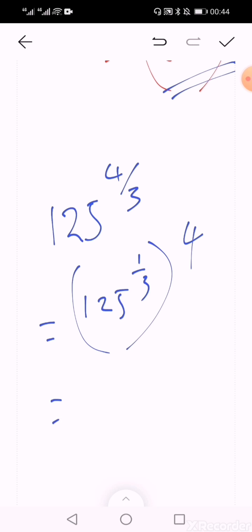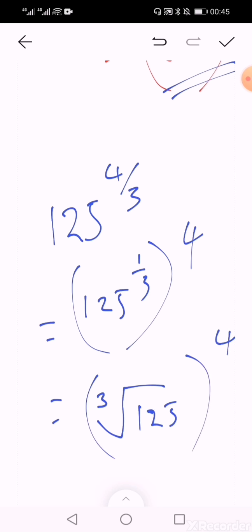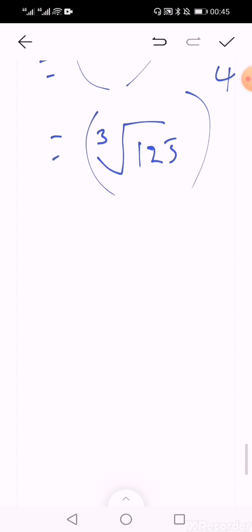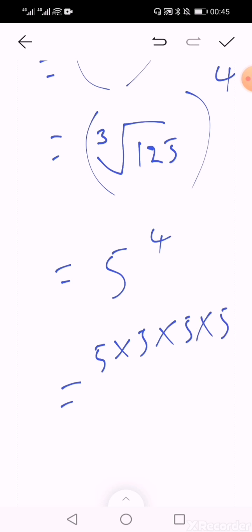So we need to find the cubed root of 125, to the power 4. A number that you multiply by itself 3 times to give 125 is 5, to the power 4. And then we can work out this one. 5 to the power 4 is 5 times 5 times 5 times 5. So 5 times 5 is 25, times 5 is 125, times 5.